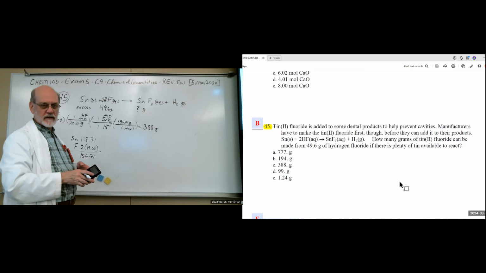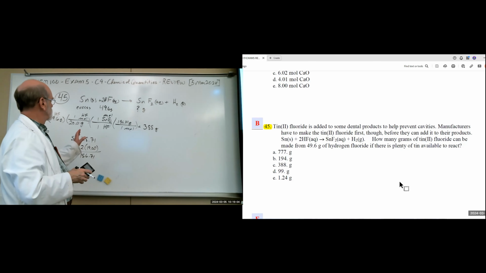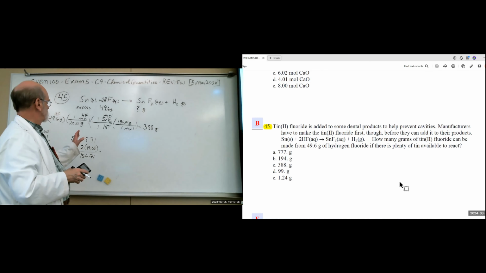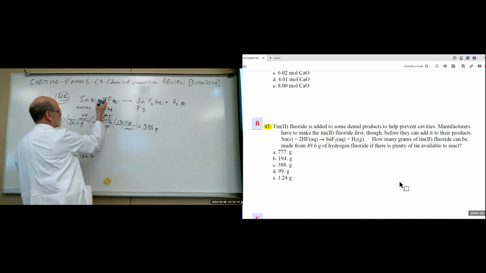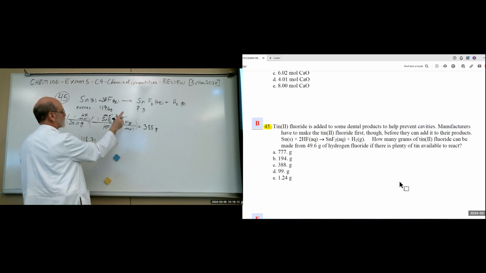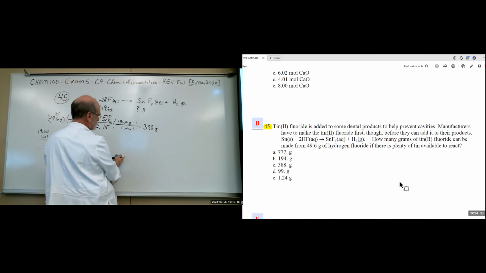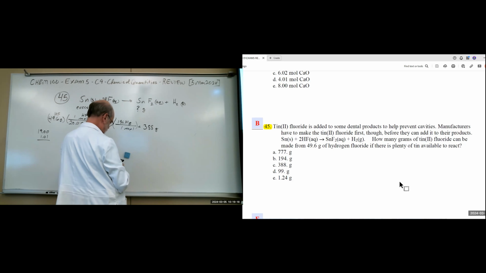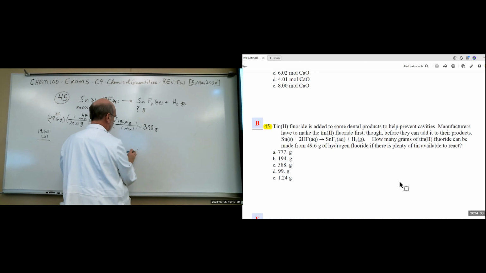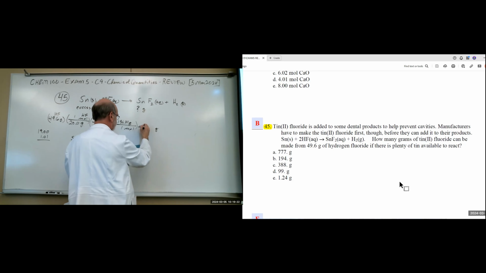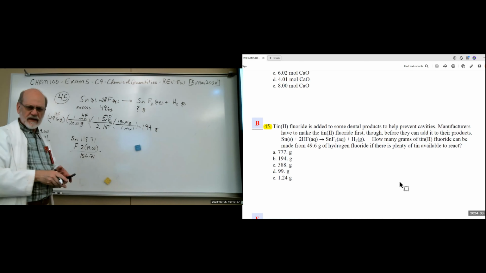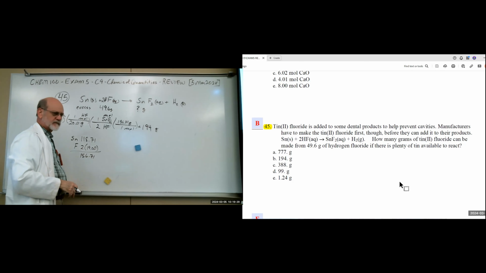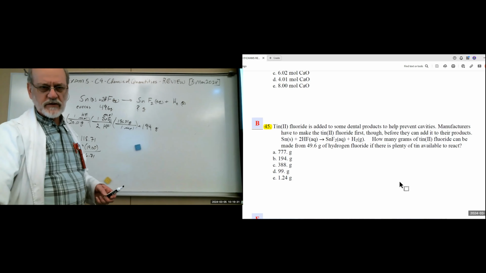Oh, my mistake. Look here. That's tin-2. I was looking at the wrong one. That's 2, so it's going to be half of that. 194 grams. So how easy it is to make a mistake. Pay close attention.